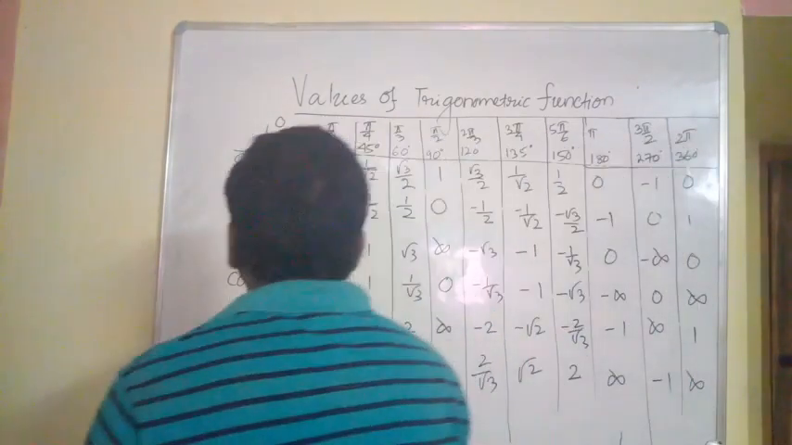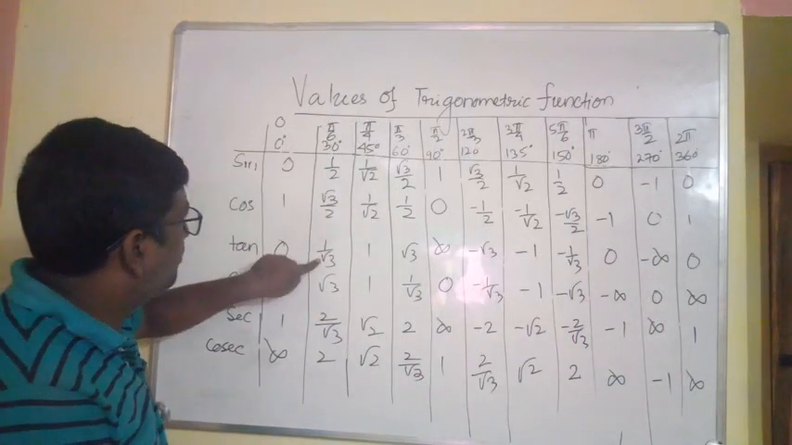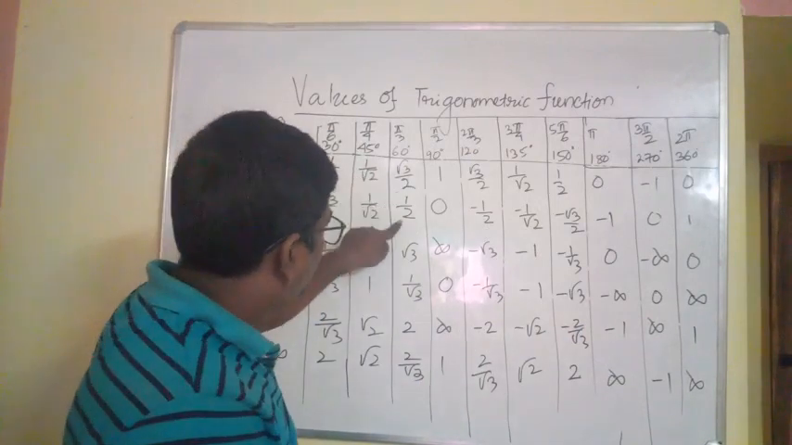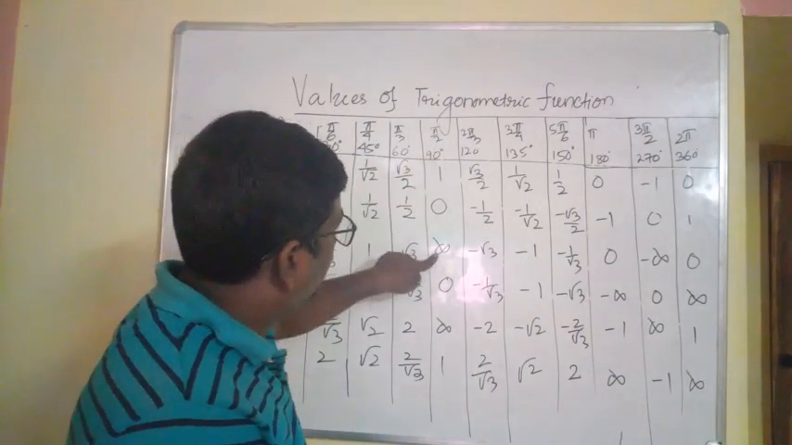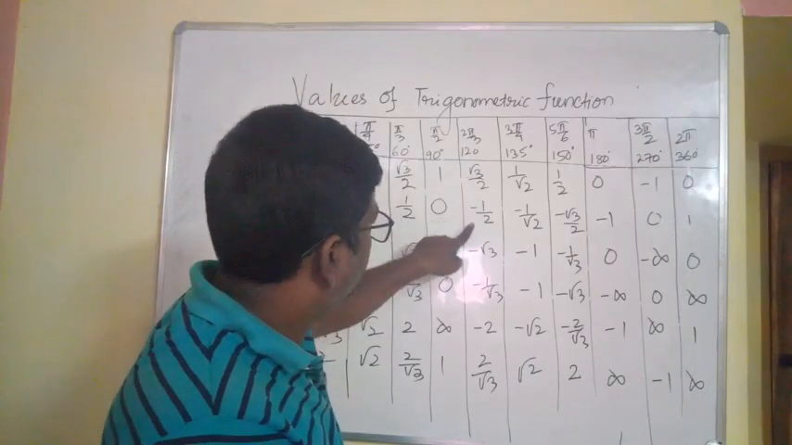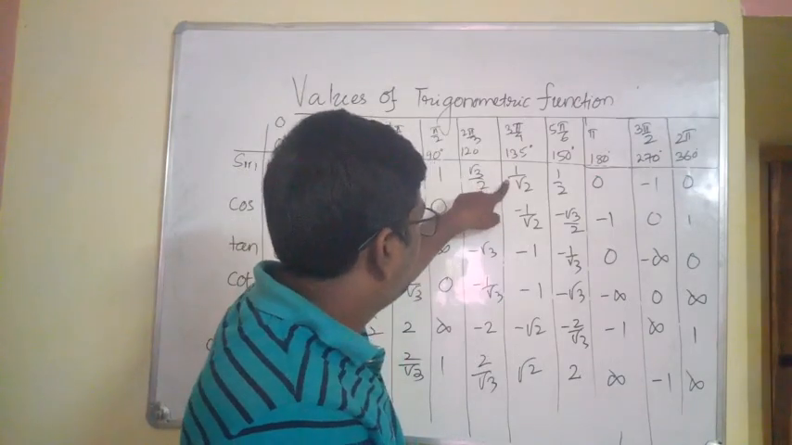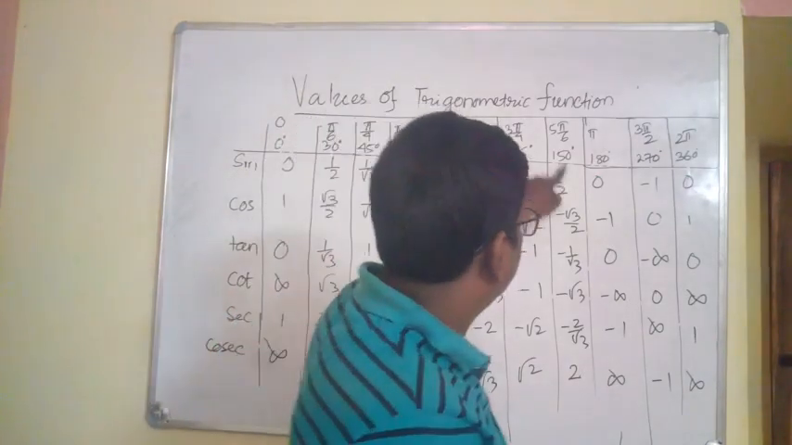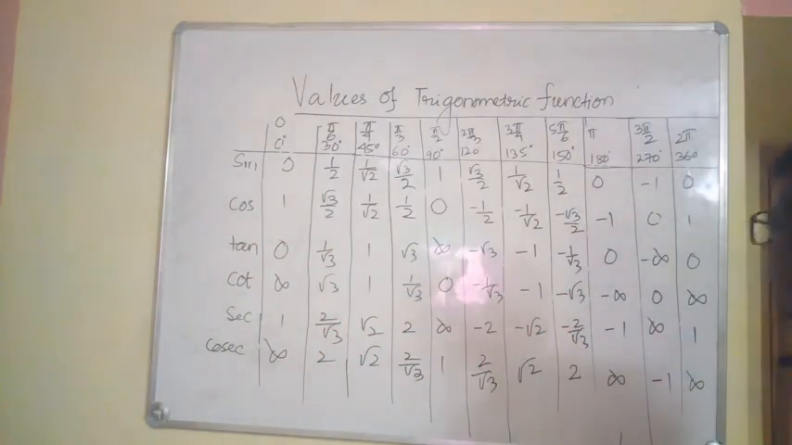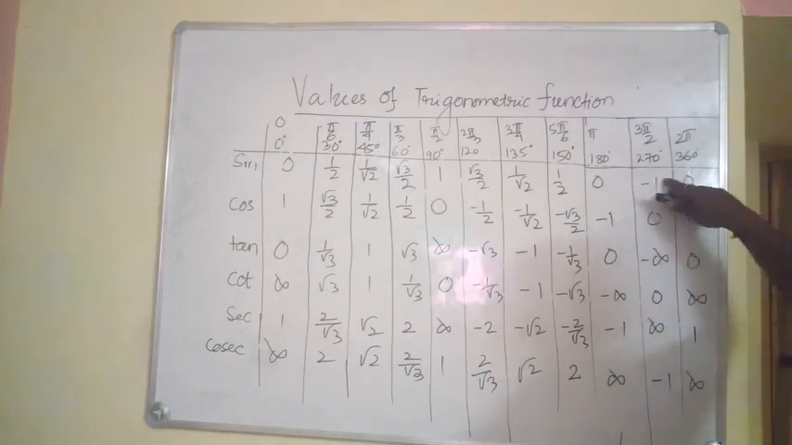tan means sin by cos: 0 by 1 is 0, 1 by 2 by root 3 by 2 is 1 by root 3, 1 by root 2 by 1 by root 2 is 1, root 3 by 2 by 1 by 2 is root 3, 1 by 0 is infinity. Then root 3 by 2 by minus half means minus root 3. Then 1 by root 2 by minus 1 by root 2 is minus 1, and 1 by 2 divided by minus root 3 by 2 is minus 1 by root 3, and 0 by minus 1 is 0.